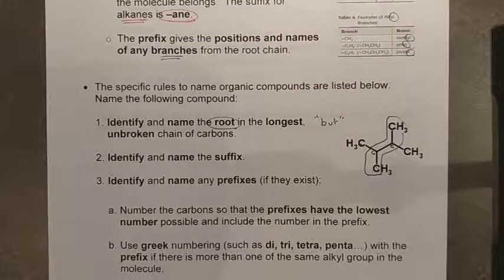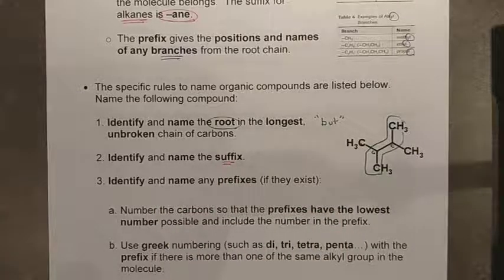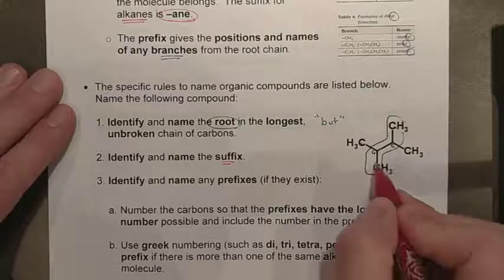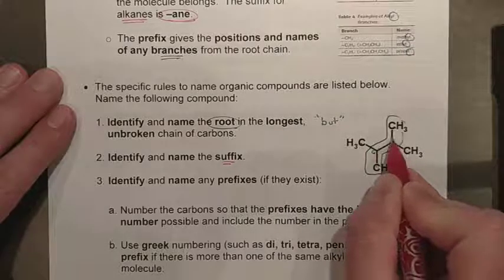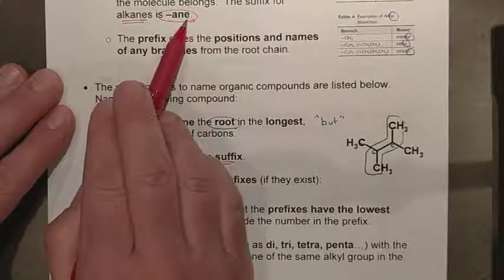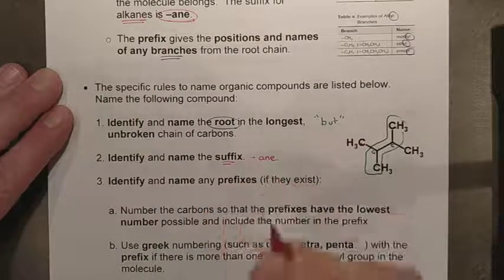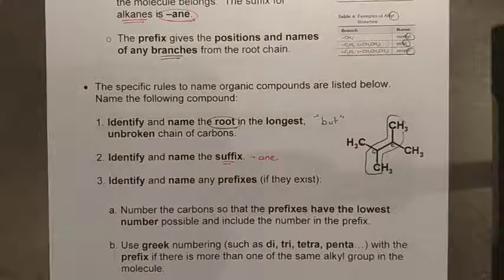We need to go now identify and name the suffix. For this, what we're looking at is how these things are bonded. Since we're at just the beginning steps and only dealing with alkanes, this will be pretty easy. As we go further through the unit, there'll be more to look at. But you can see that they are all single bonded, and so single bonded carbons are known as alkanes, and so we get the suffix ane for this one. So now we know that this is a butane molecule.